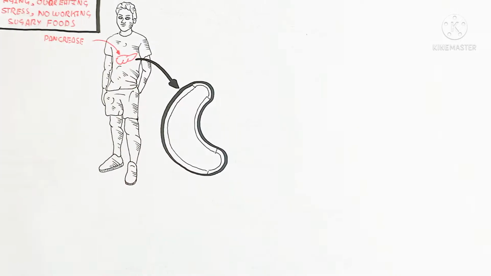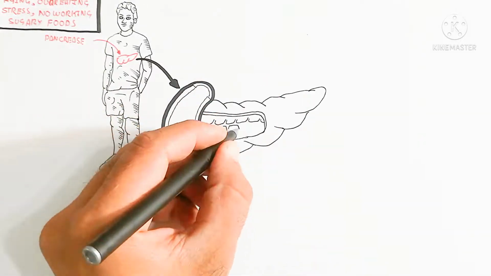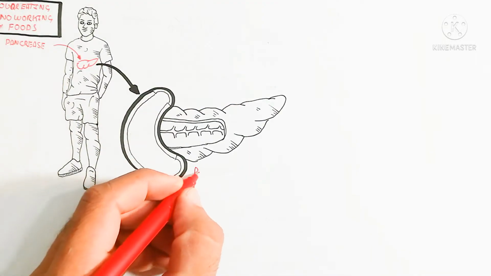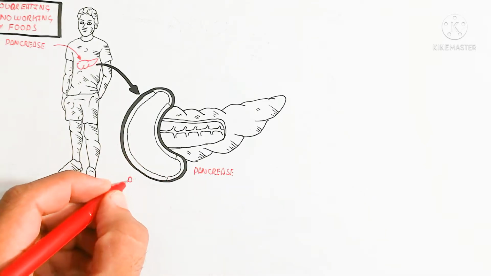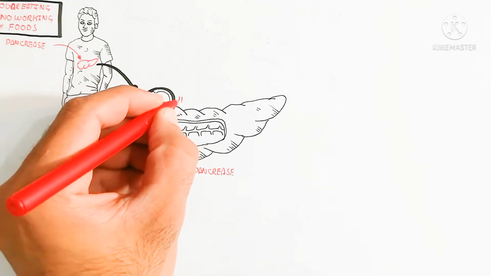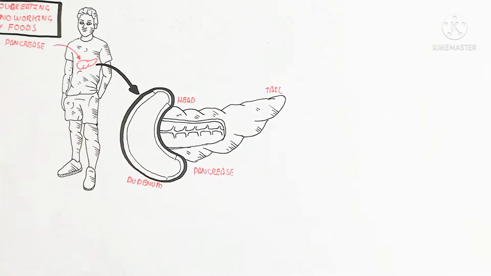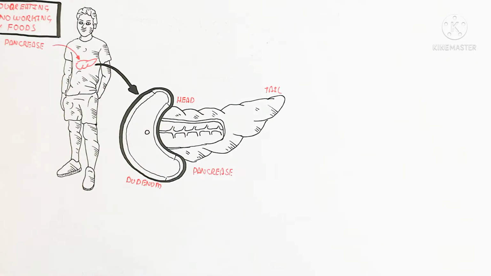So here the pancreas is present beside the duodenum. Here is the duodenum, and here is the pancreas, which contains a head and tail. It also contains beta cells, which are responsible for the production of insulin.